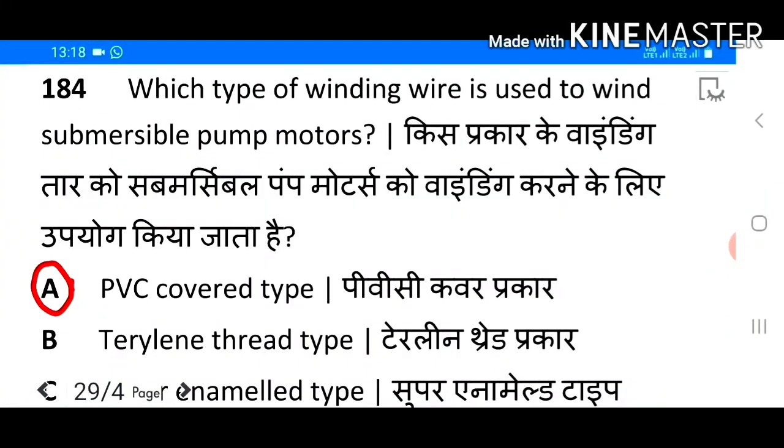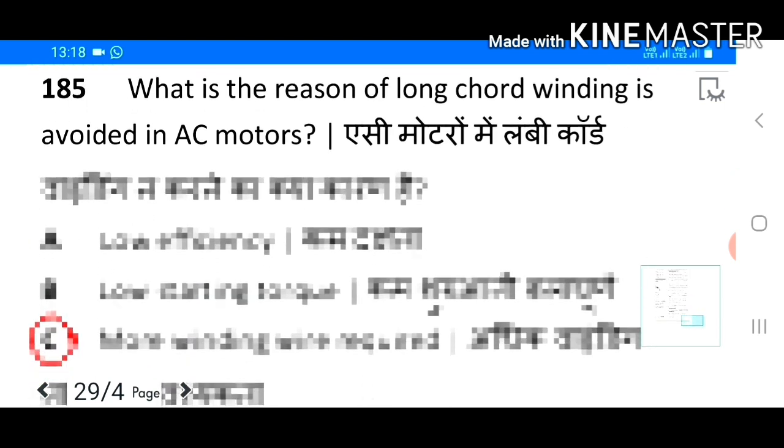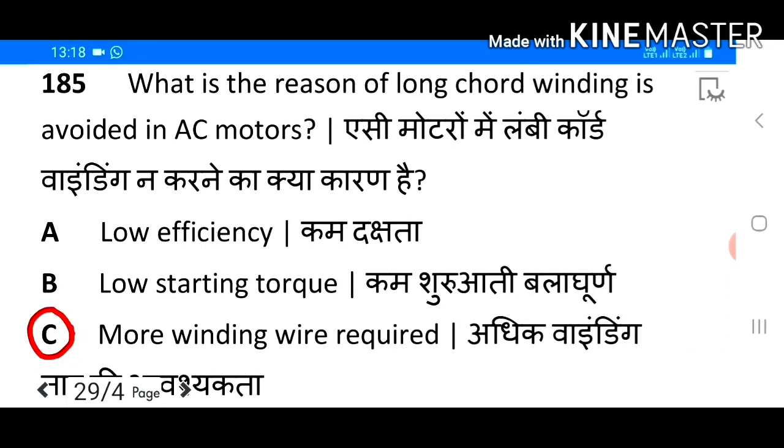184. Which type of winding wire is used to wind submersible pump motors? Answer A. PVC covered type. 185. What is the reason for long cord winding is avoided in AC motors? Answer C. More winding wire required.